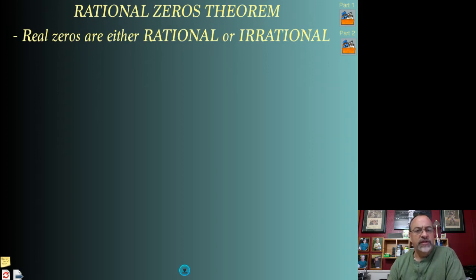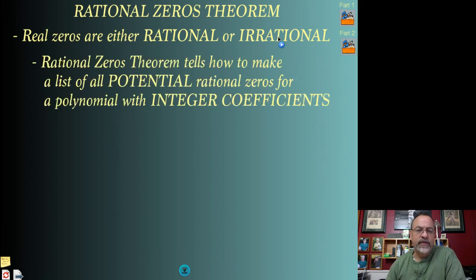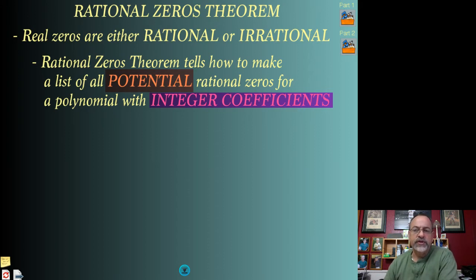Now, what the rational zeros theorem does for us is it allows us to make a list of the potential rational zeros of any polynomial, as long as that polynomial has integer coefficients. So there's one exception here. When you're going to use the rational zeros theorem, the coefficients must be integers. For example, if you had 1/2 x squared plus 3x plus 1, you could not use the rational zeros theorem, because the coefficient of that first term is 1/2, not an integer.